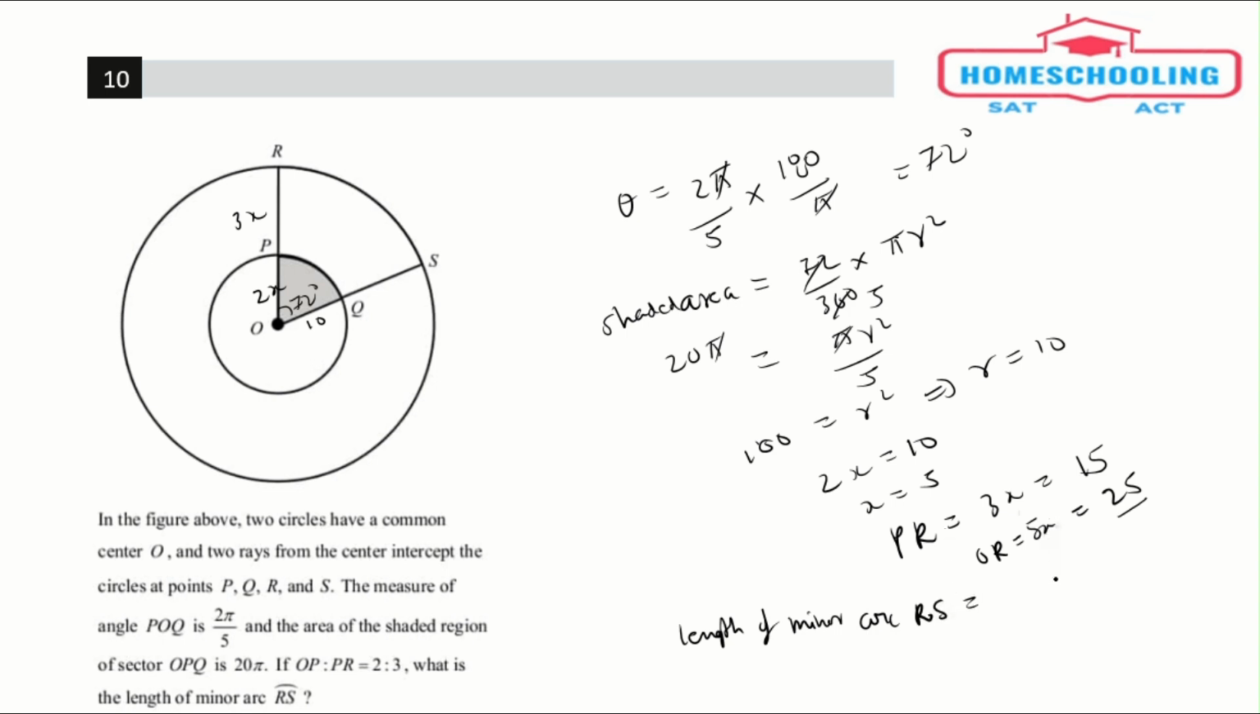RS? The length of arc RS is equal to theta by 360 into 2 pi r, so 72 by 360 into 2 pi, and the radius is 5x, that is 25. So 72 by 360 is one fifth, 25 divided by 5 is 5, and the length of minor arc RS will be 10 pi. This is going to be your answer, 10 pi. Now let's move to the next question.